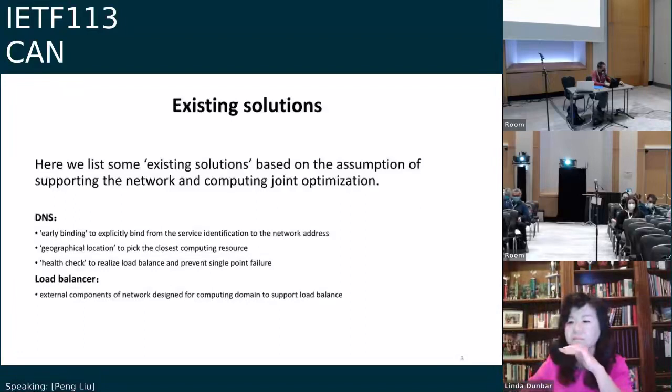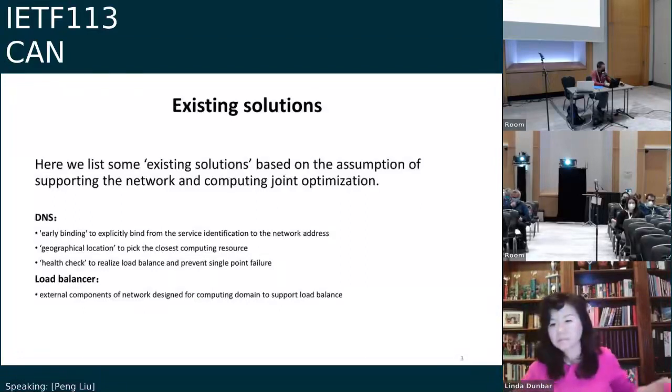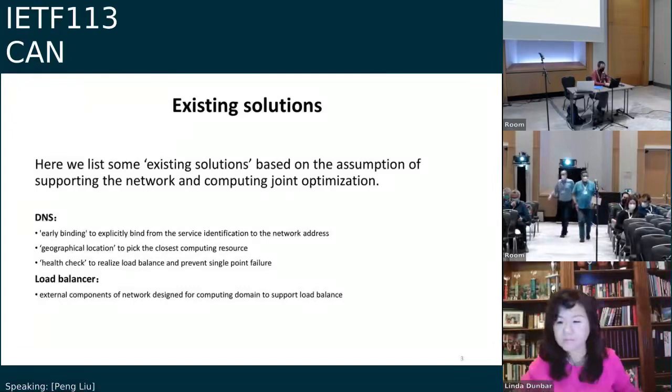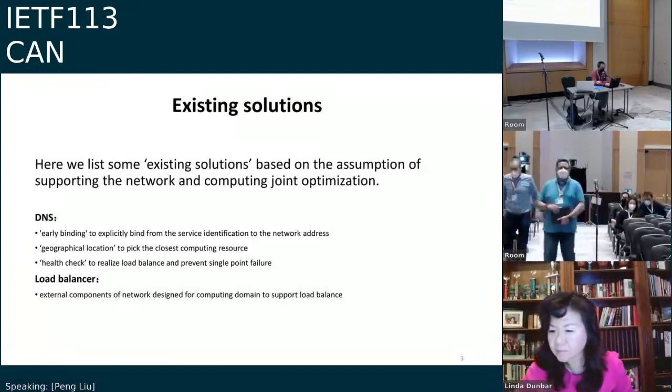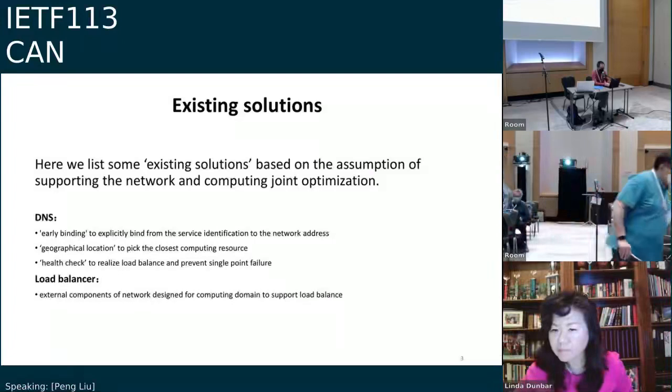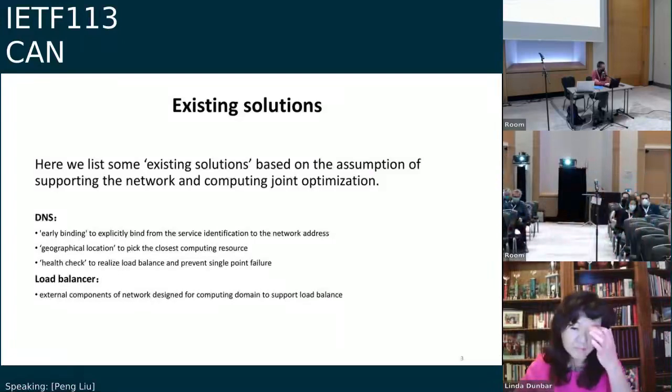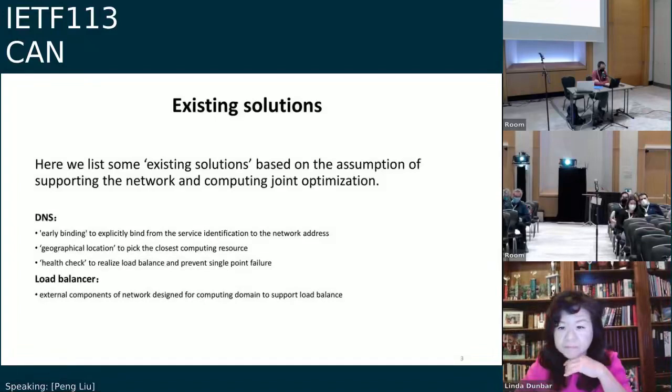Here we list some existing solutions based on the assumption of supporting the network and computing joint optimization. Almost two. One is DNS, which uses early binding to explicitly bind from the service identification to the network address and geographical location to pick the closest computing resource, and the health check to realize load balance and prevent single point failure. And the load balancer could be seen as the external component of network designed for computing demand to support the load balance.